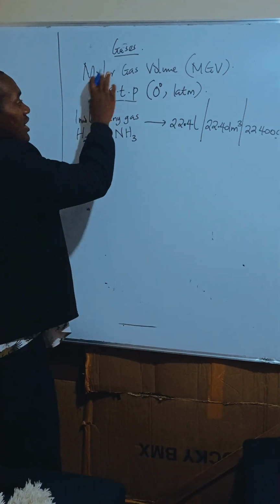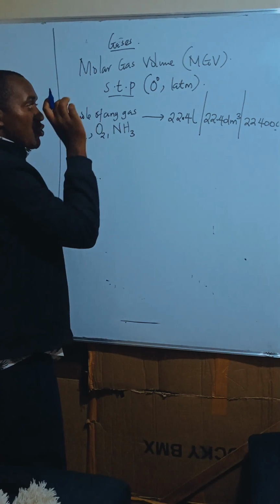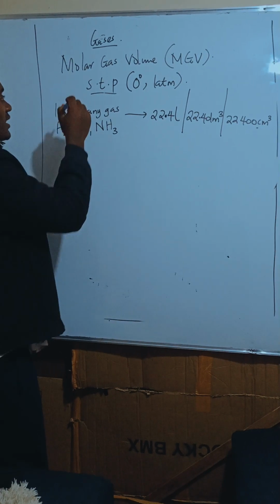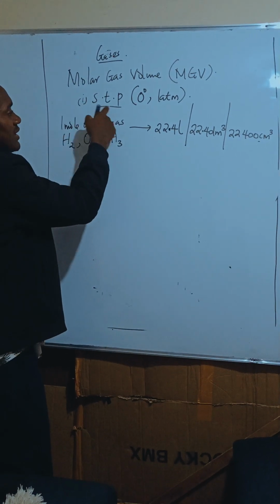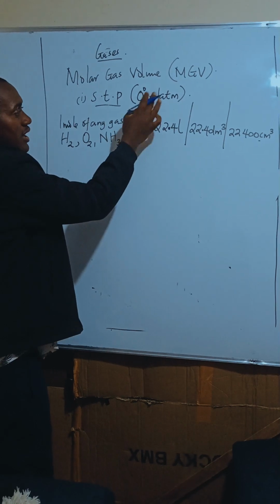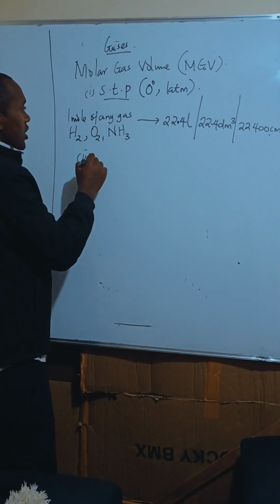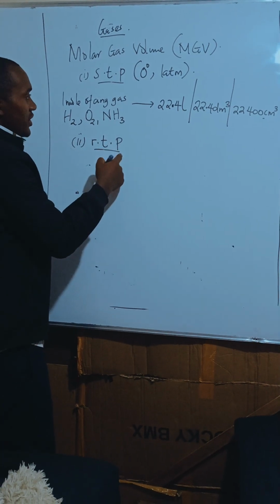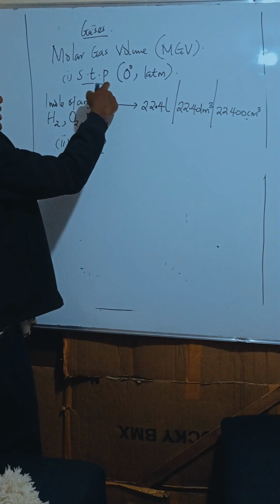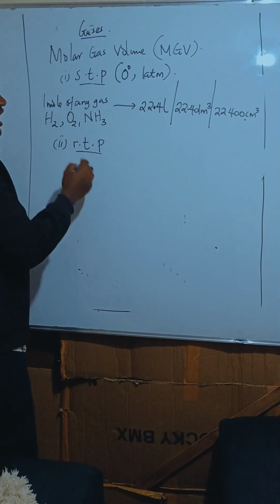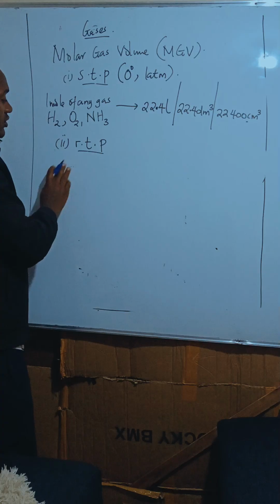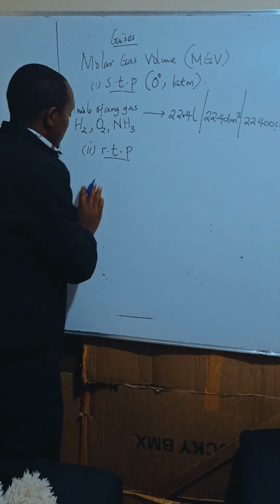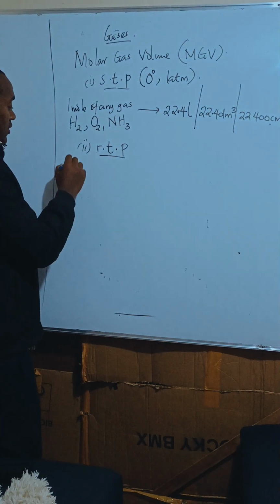Standard molar gas volume is the volume occupied by 1 mole of any gas at standard conditions. These standard conditions are, number 1, standard temperature and pressure, which is 0 degrees Celsius and 1 atmosphere. Roman 2, we have RTP. RTP means room temperature and pressure, room temperature in the house during the day. What volume does 1 mole of a gas occupy?